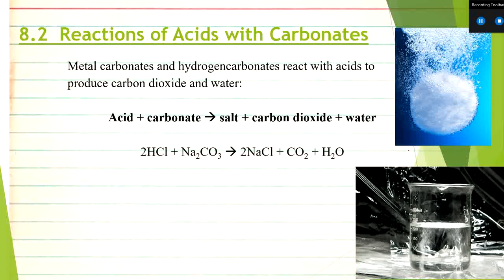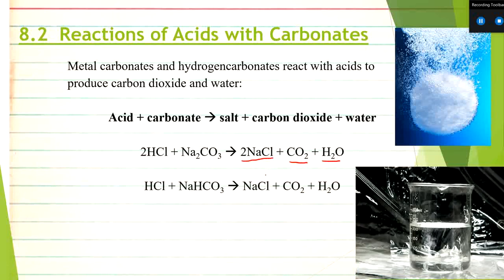Okay, so a few examples here. We have hydrochloric acid plus sodium carbonate. Okay, and we see it forms our salt sodium chloride as well as carbon dioxide gas and water. We can have HCl plus sodium hydrogen carbonate. This is our hydrogen carbonate, the only difference, but we still form sodium chloride, carbon dioxide, and water. The only difference is because of the H here, we get a different ratio of how much salt we get formed.